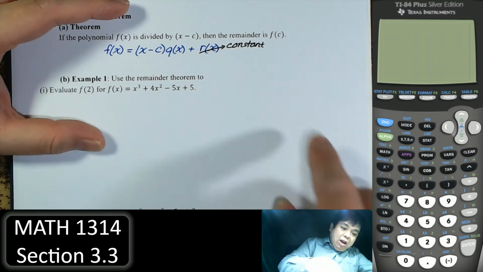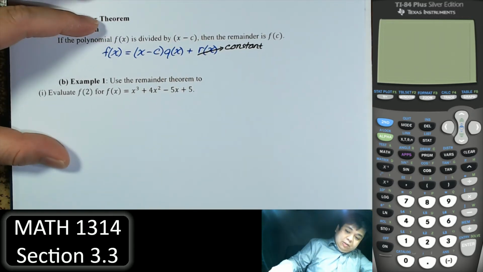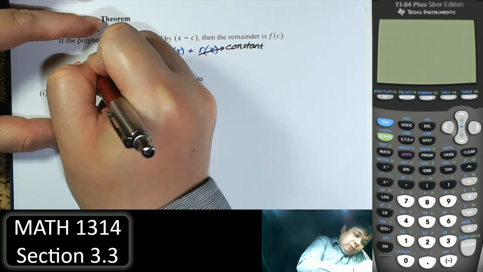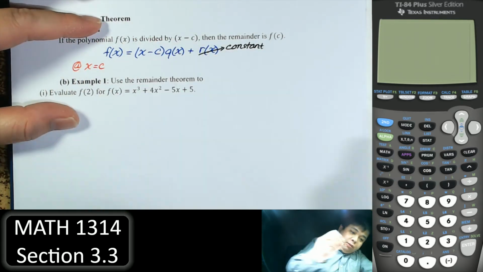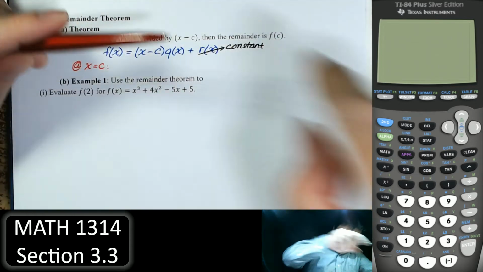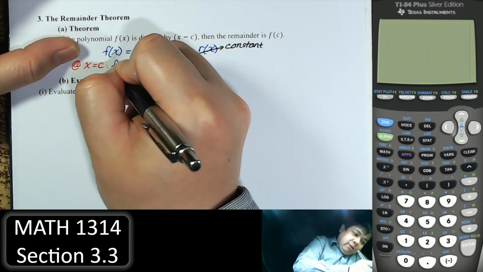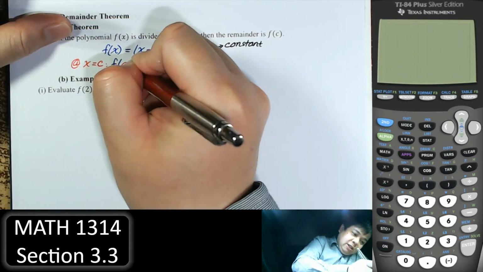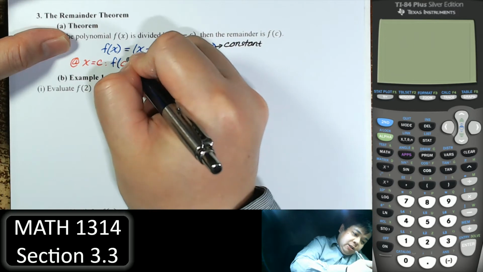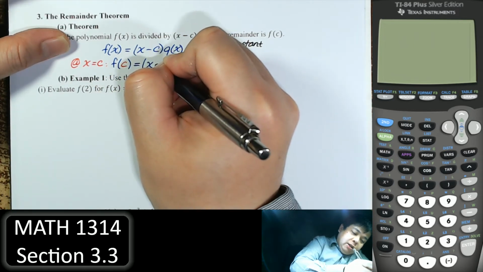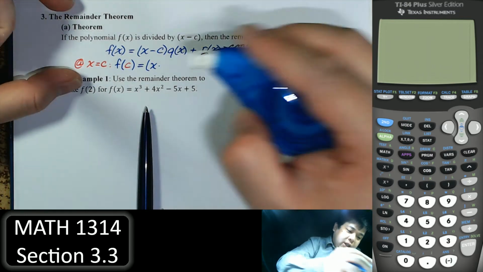And now we evaluate at x equal to c. We're just going to put c into the function f. Evaluate at c. So f of x equal to c.